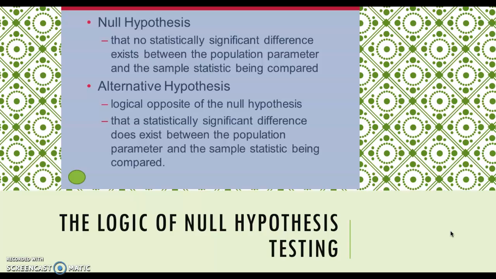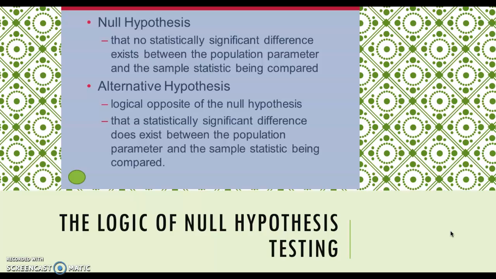In essence, they asked the following question. If there were no difference in the population, how likely is it that we would find a small difference of d equals 0.06 in our sample? Their answer to this question was that this would not be at all unlikely if the null hypothesis were true. Therefore, they did not reject the null hypothesis and concluded there's no evidence of a sex difference in the population.